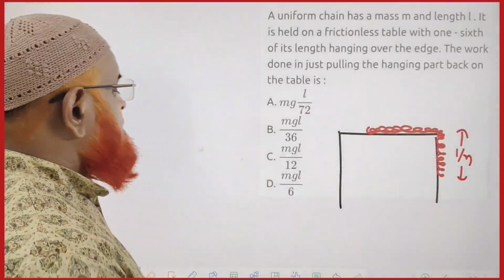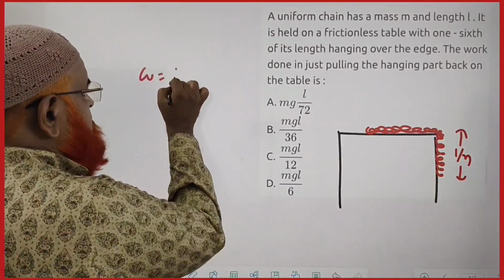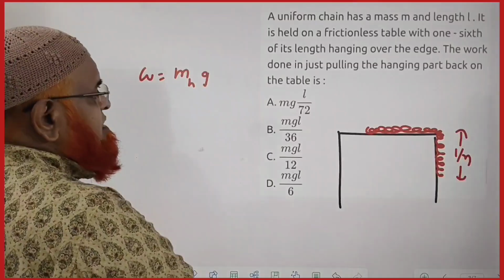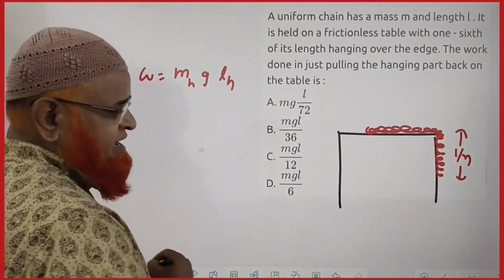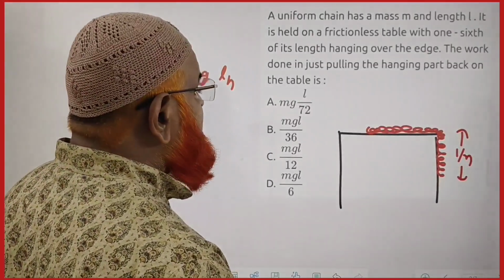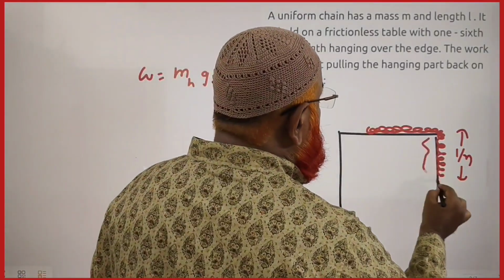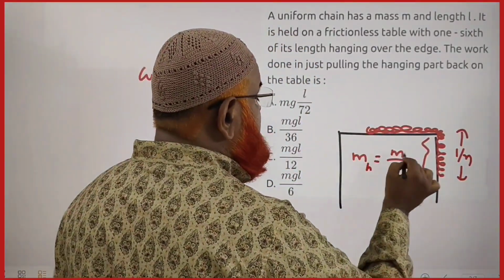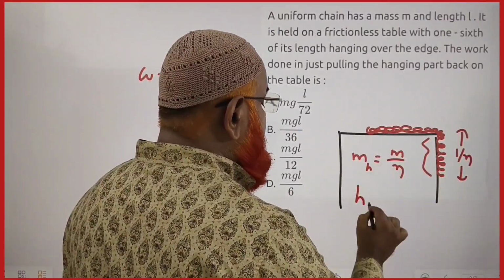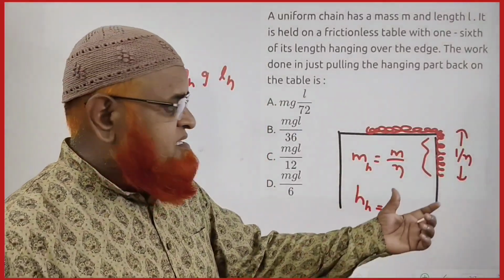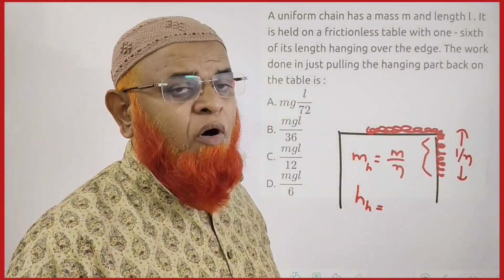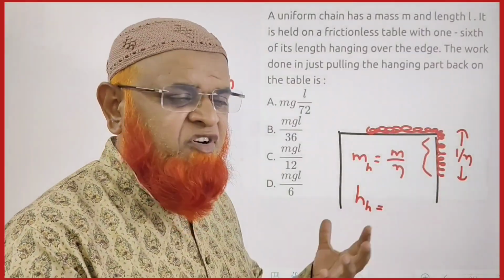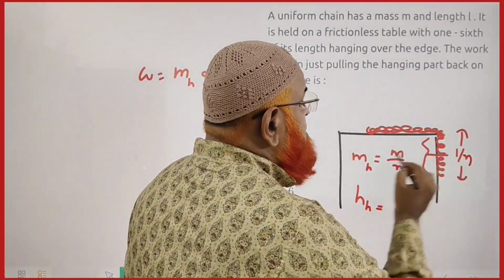Okay, so now what is the work done here? Work done means mass of the hanging chain g into length of the hanging chain. Okay, so what is the mass of the hanging chain here? It can be taken as m by n. Mass of the hanging chain is taken as m by n. So what is the height of the hanging chain? See, whenever you are considering, यहाँ पर uniformly distributed body अगर हम ले ले, तो हम क्या करेंगे?